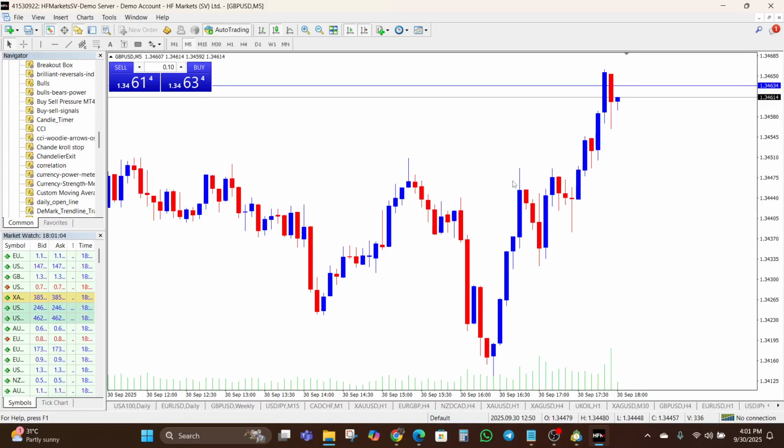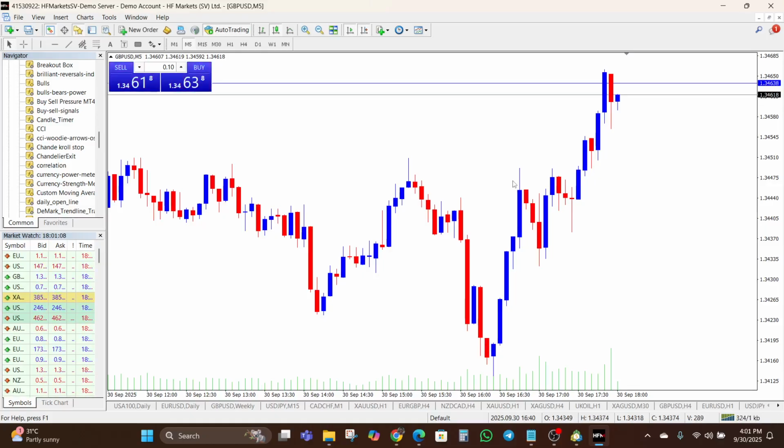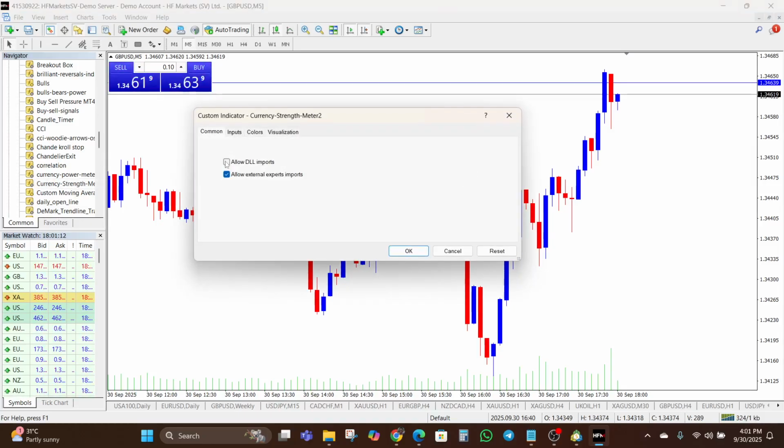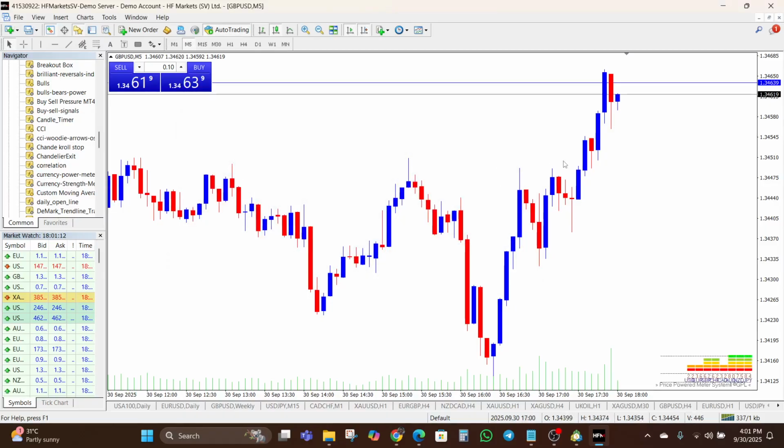So in MT5, the process is very similar. You copy the file into the MQL5 indicators folder and you refresh. So once installed, you drag the indicator onto your chart. Okay, you immediately see a display that shows the strength of different currencies.